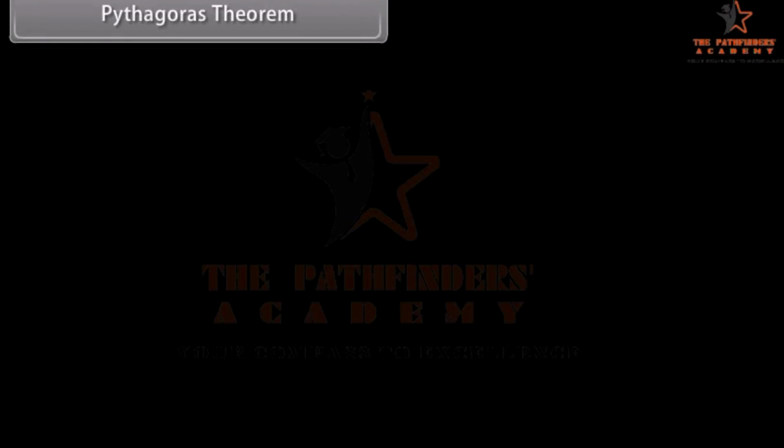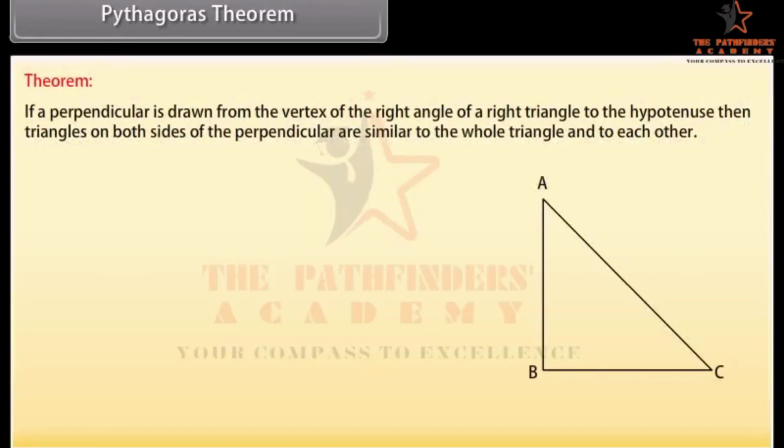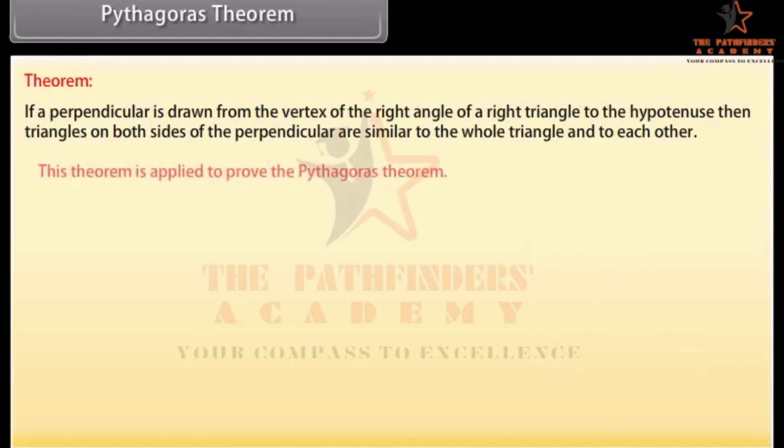Theorem: if a perpendicular is drawn from the vertex of the right angle of a right triangle to the hypotenuse, then triangles on both sides of the perpendicular are similar to the whole triangle and to each other. This theorem is applied to prove the Pythagoras theorem.